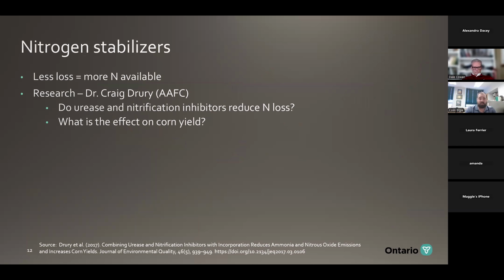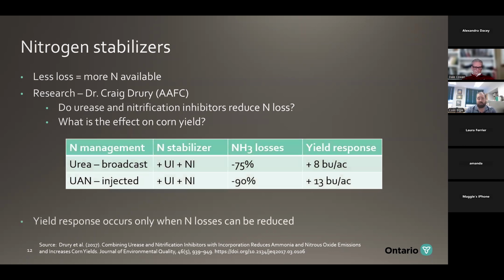And so we've got some very outstanding research that's been done in Ontario. One study that I'm going to look at here today is from Dr. Craig Drury at Agriculture and Agri-Food Canada. The questions they had as part of this project were: do the different types of nitrogen stabilizers, urease and nitrification inhibitors, actually reduce N loss? And if so, what is the effect on corn yield?